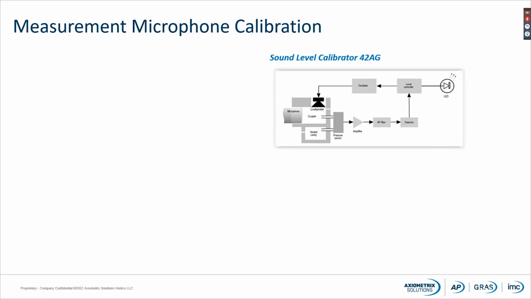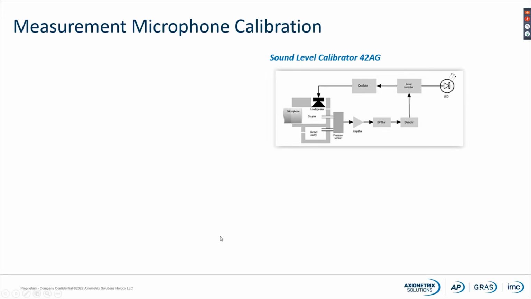And we have a pressure sensor, and the pressure sensor will measure the actual pressure inside the coupler, and then it will compensate. So in this way, we will have a closed loop, so we have the right level inside the coupler. It could be 94 dB, it could be 114 dB, or another value depending on the type of calibrator.